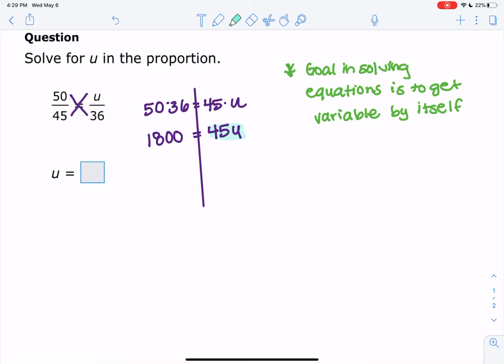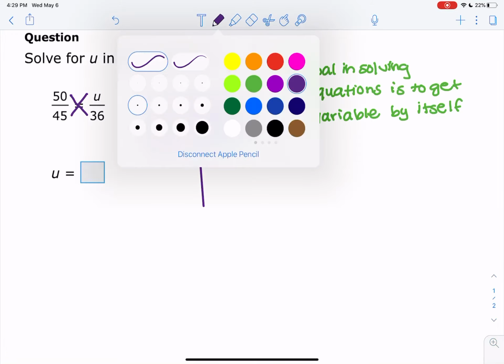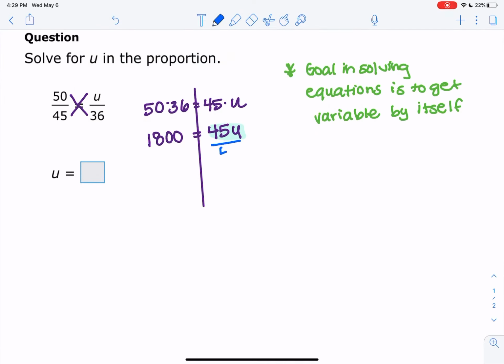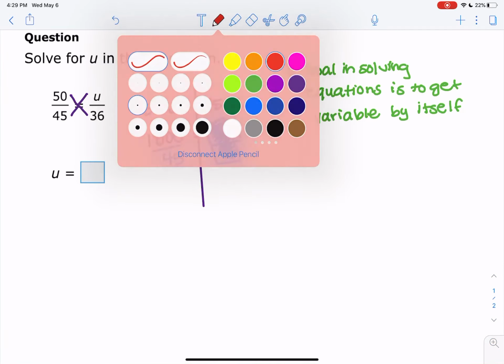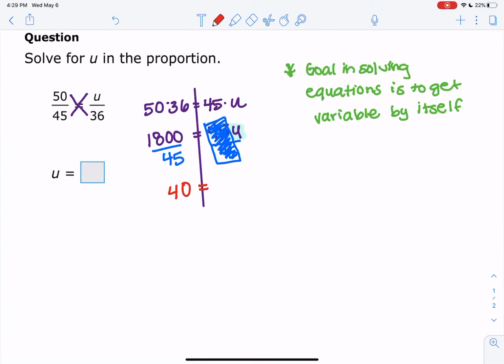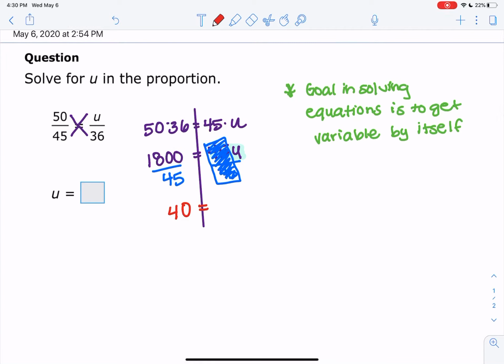So what is the inverse of multiplication? Or how do we undo multiplication? Yep, we divide. So let's go ahead and divide both sides by 45. 45 divided by 45 is just a giant 1. And 1800 divided by 45 is 40. And 1 times U is 1U or just U. So our answer here is 40.